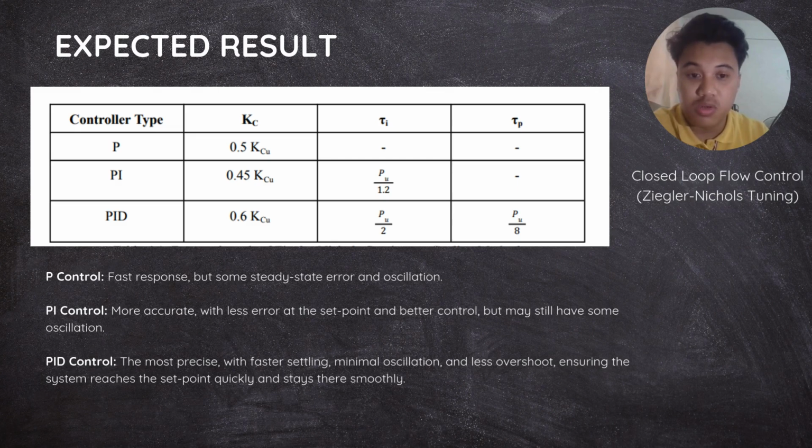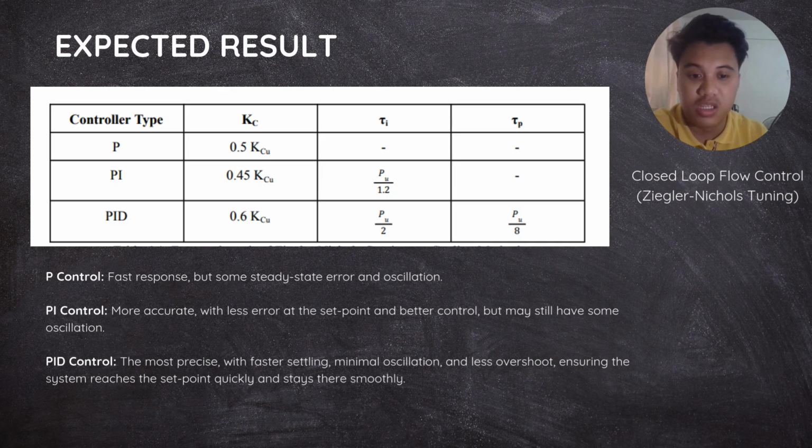For the P controller, we can expect that the system will react to error, meaning the difference between the actual value and the set point, based only on the proportional gain. For the response, the system will respond quickly but may still have some steady state error, and it might not reach the exact set point.